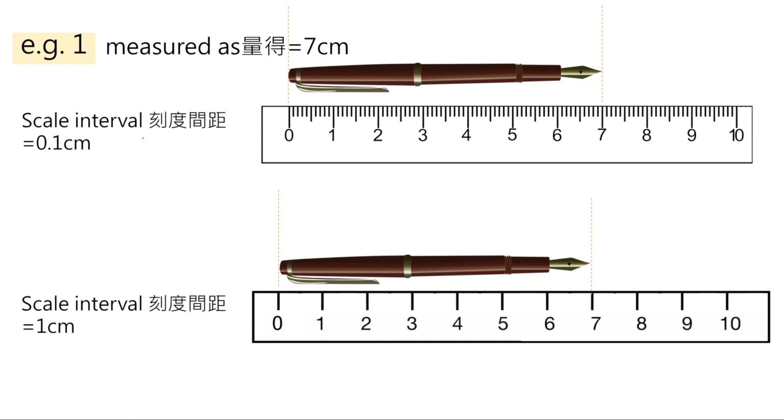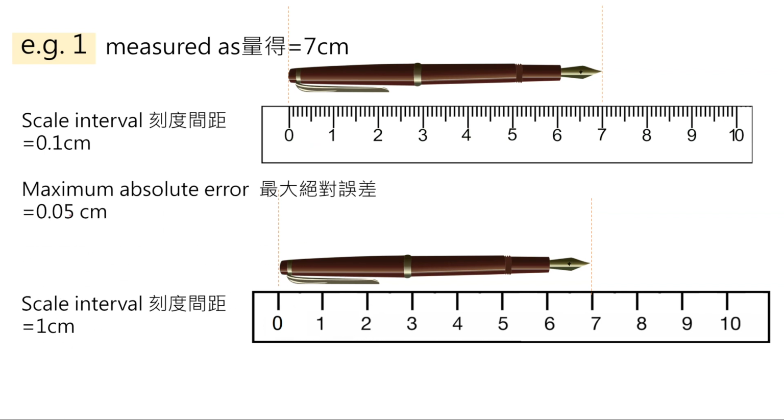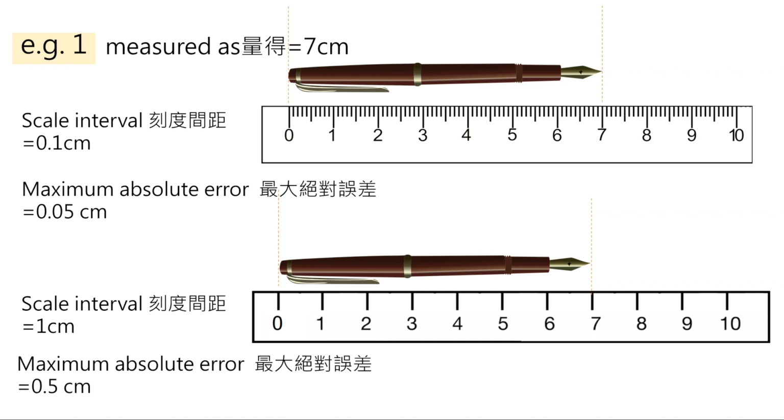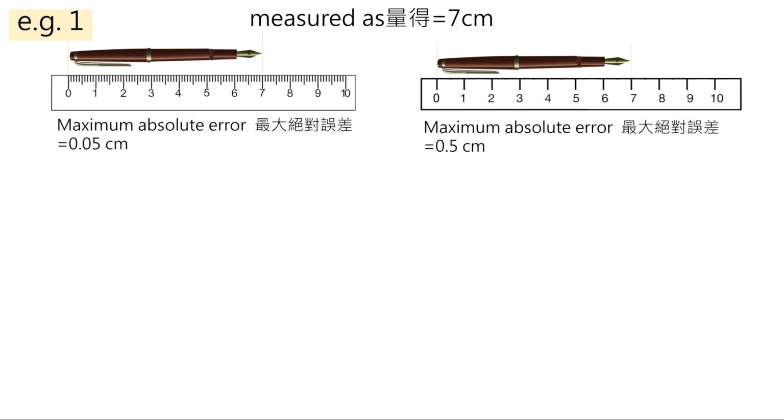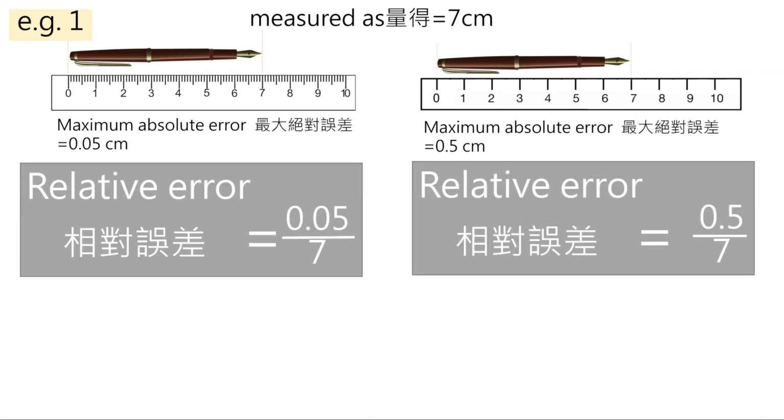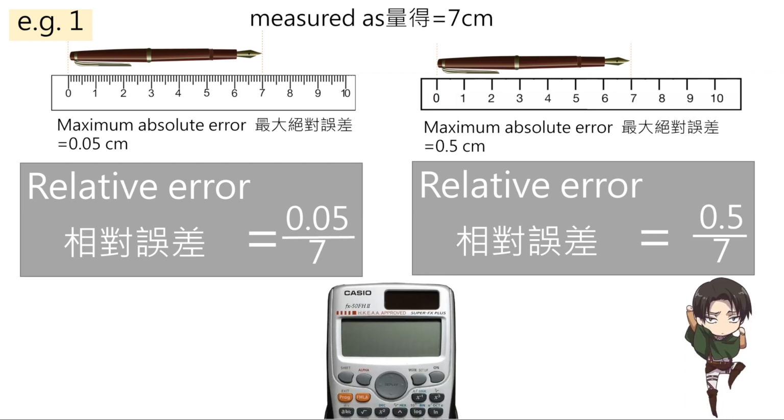For the top one, the scale interval is 0.1 centimeters, which means it gives a maximum absolute error of 0.05. And for the bottom one, it's 1 centimeter as a scale interval, giving the maximum absolute error of 0.5 centimeters. Using the definition from before, the relative error is the maximum absolute error over the measured value. On the left-hand side is 0.05 divided by 7. On the right-hand side is 0.5 divided by 7.